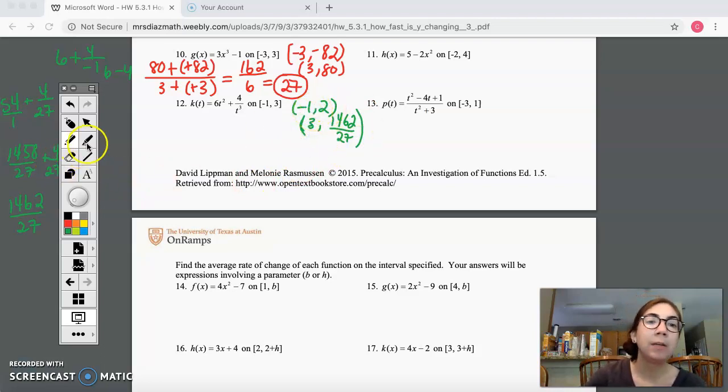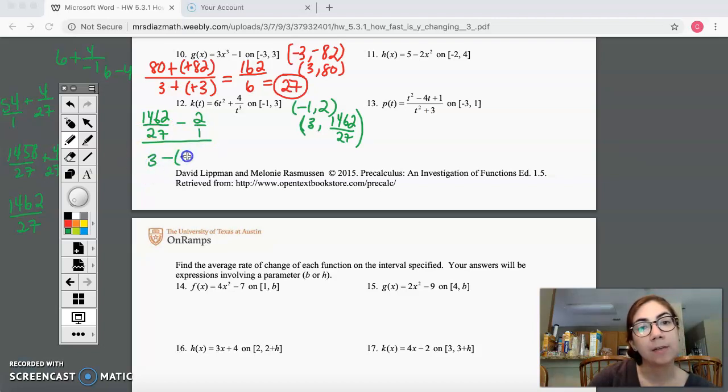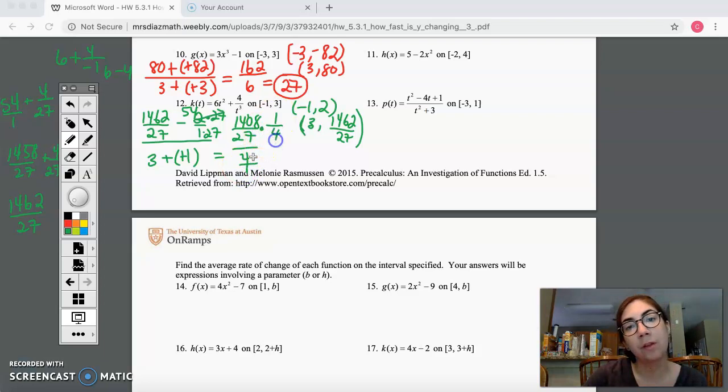But these are my coordinates, so now we're going to do the slope formula. 1462 over 27 minus 2 over 1, and then 3 minus negative 1. I can tell you the bottom is going to be 3 plus 1, which is 4. This here, we're going to have to multiply to get a common denominator. 2 times 27 is 54. So we got 1462 minus 54. It's 1408 over 27. And then remember, this is 4 over 1, so I'm going to multiply by 1/4, the reciprocal.